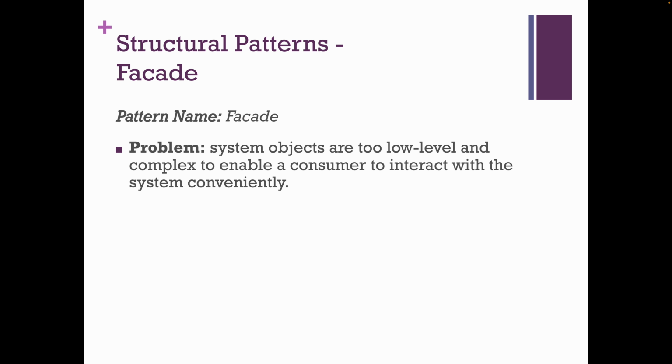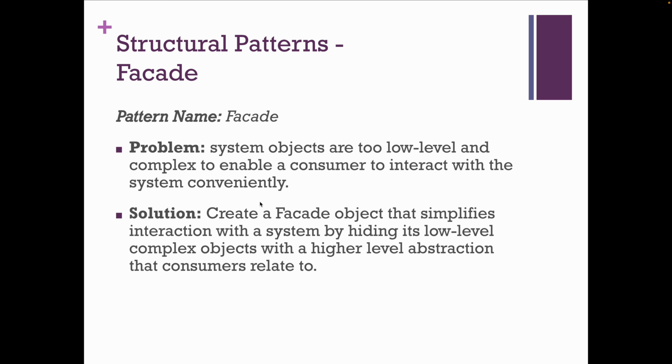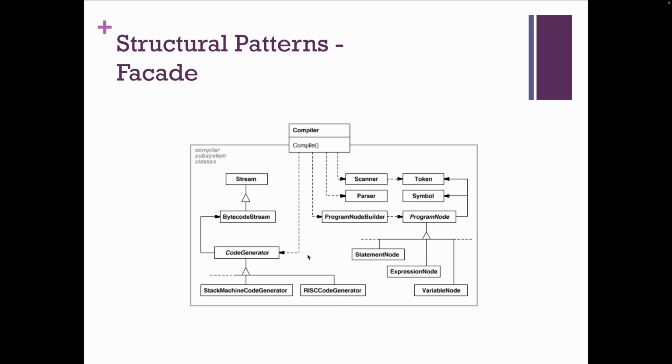Facade is basically for system objects that are too low level or complex to enable a consumer to interact with them conveniently. So instead of having the consumer deal with all the model layer that's very complex and has many objects, you can build one class that's a facade that enables consumers to just talk to the facade and do everything. So for example, we have a compiler.